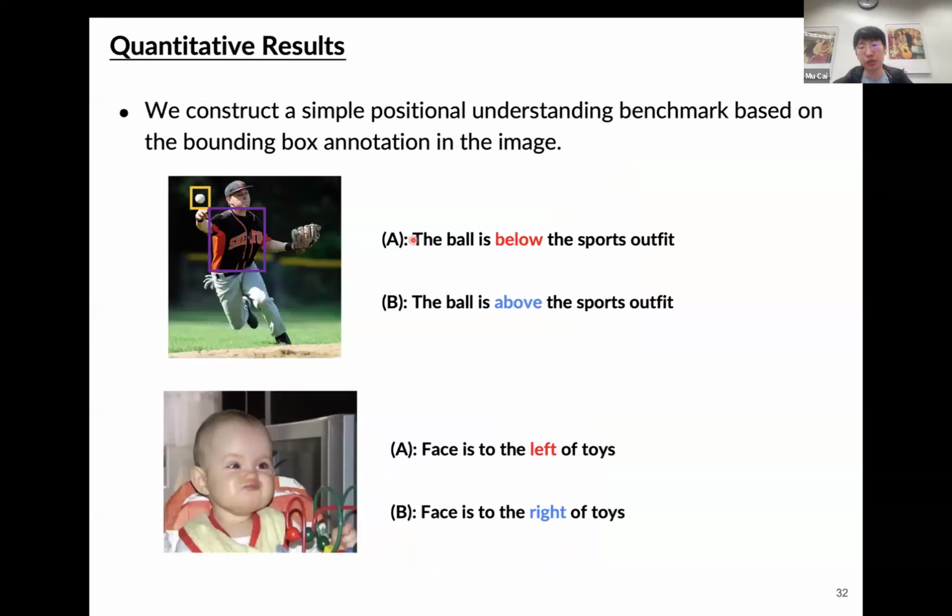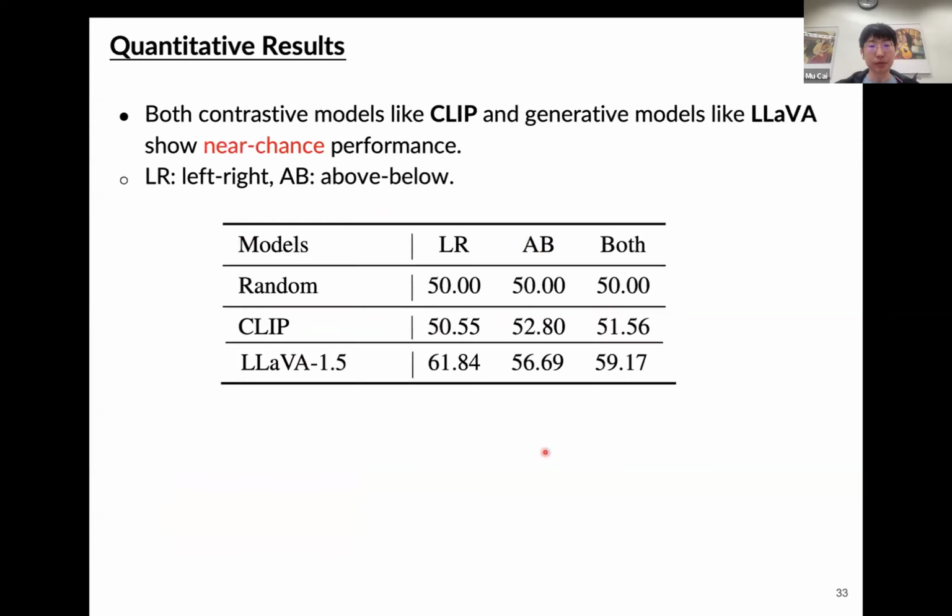But previous studies do not do a rigorous quantitative analysis on this. What I mean by quantitative is that we need to get accuracy numbers for models on basic capabilities, like positional understanding or counting. So here we use bounding box annotations to construct a positional understanding benchmark, where we specifically test the above-below understanding and the left-right understanding capability of the models. And here are the results of CLIP and LLaVA 1.5, which represent the state of the art contrastive and generative vision language models.